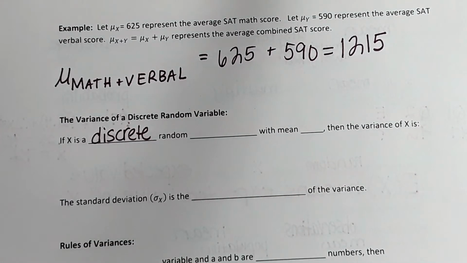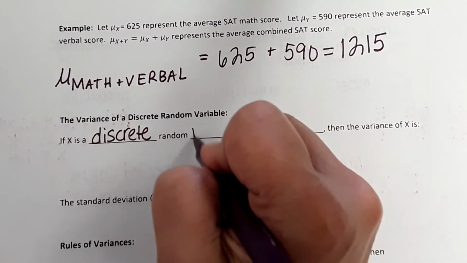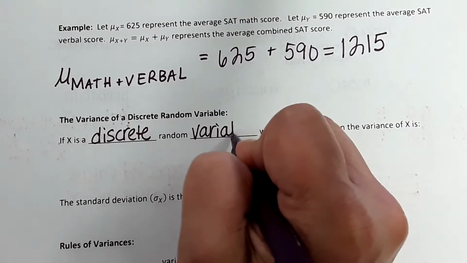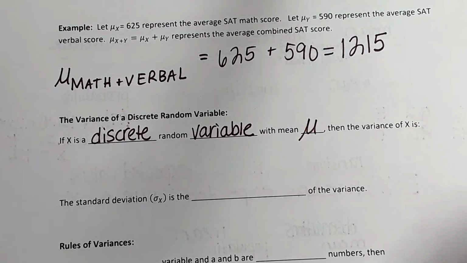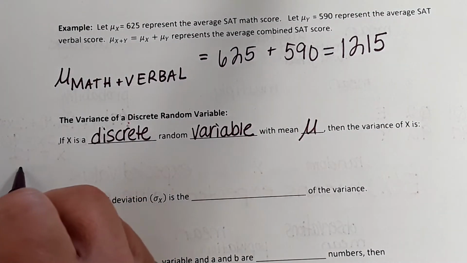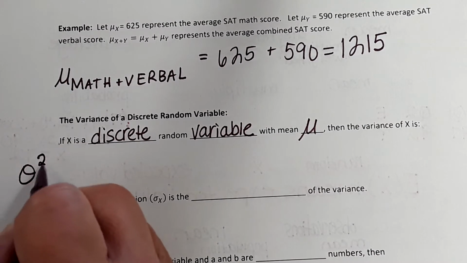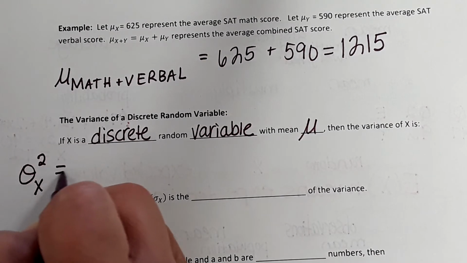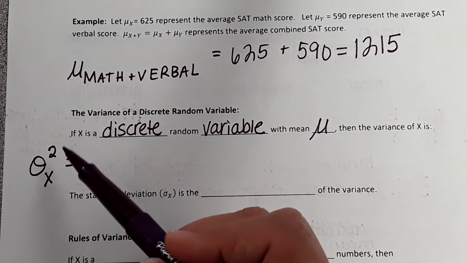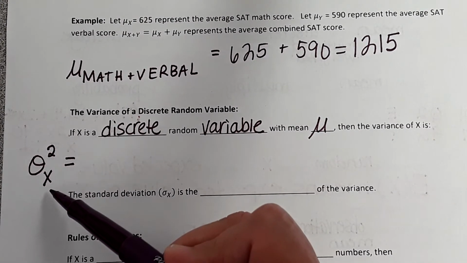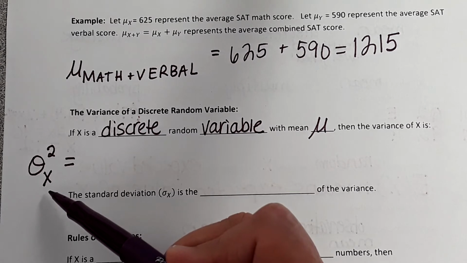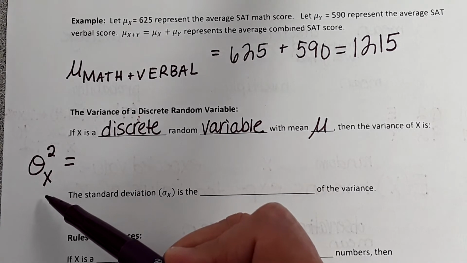If x is discrete, here we go. The variance of a discrete random variable. So if x is a discrete random variable with a mean of mu, then the variance of x is sigma squared, that's standard deviation. X is the variable, it's just what you're looking for. It's going to be in context of the problem, okay?